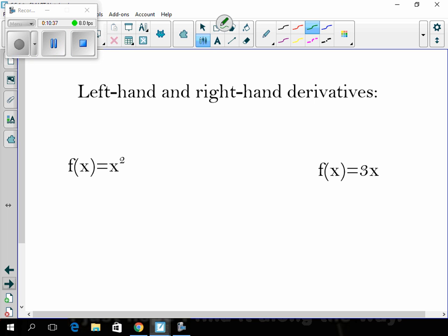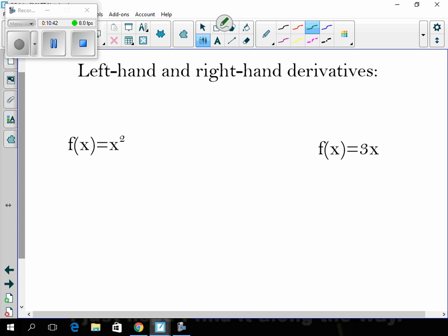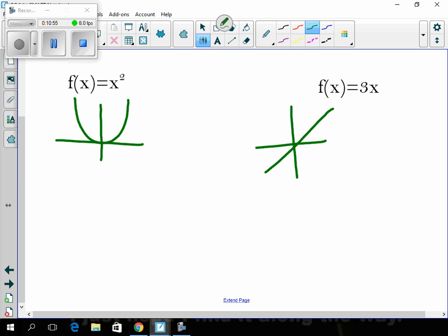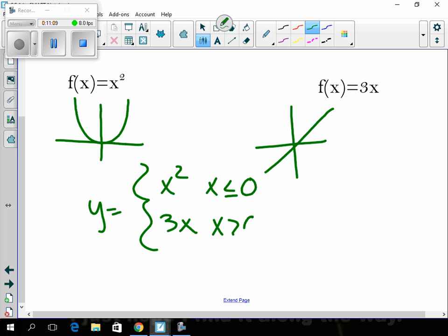So we talked about derivatives in general, but now we're going to talk about left-hand and right-hand derivatives. Same idea as right-hand and left-hand limits. So I'm looking at f of x equals x squared, and I know it's a U shape. Looking at f of x equals 3x, I know it's a line. So I'm going to consider this piecewise function: x squared for x less than or equal to 0, and 3x for x greater than 0.